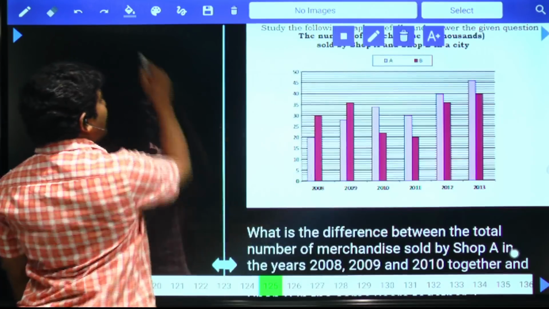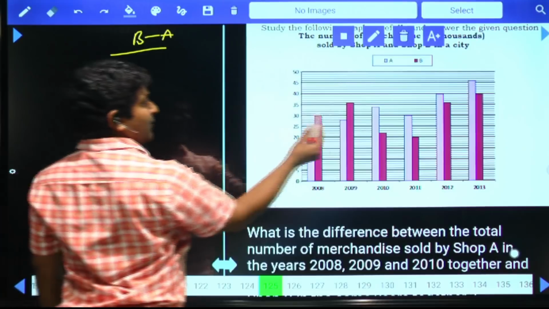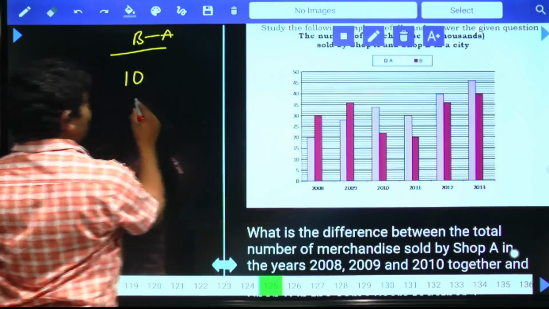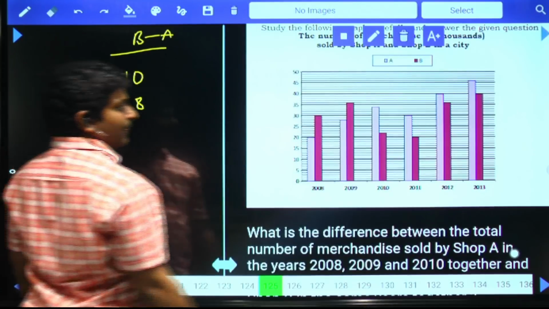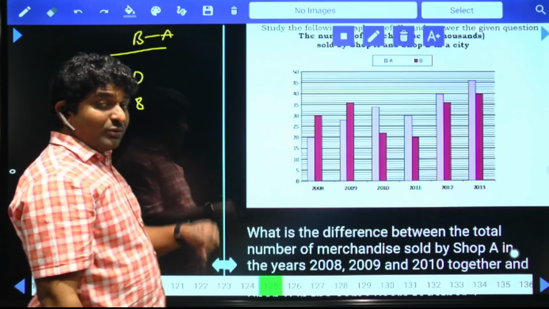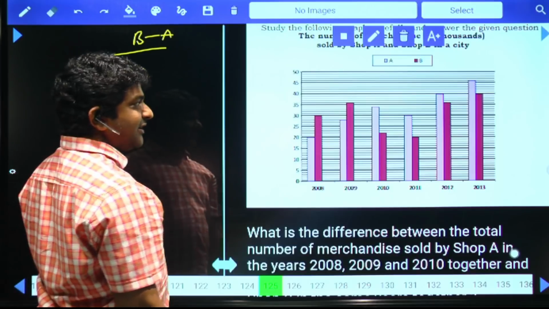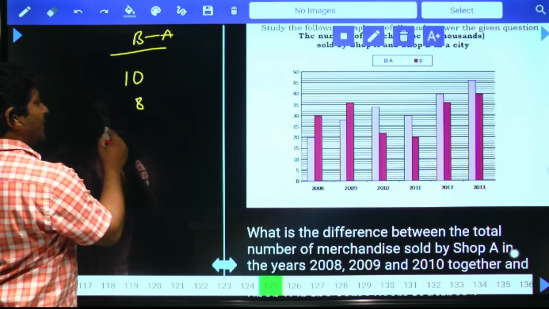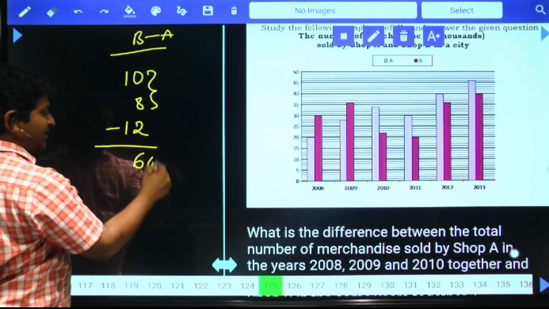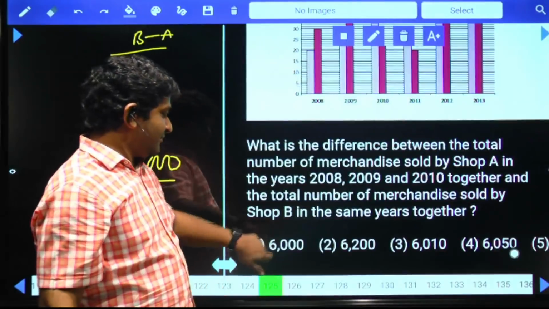30 minus 20, 10,000. 36 minus 28, that is equal to 8,000. 22 minus 34, that is equal to minus 12. Now, 10 plus 8 is 18, minus 12, that is equal to 6, and the value is in thousands. 6,000 is our final answer. First option.